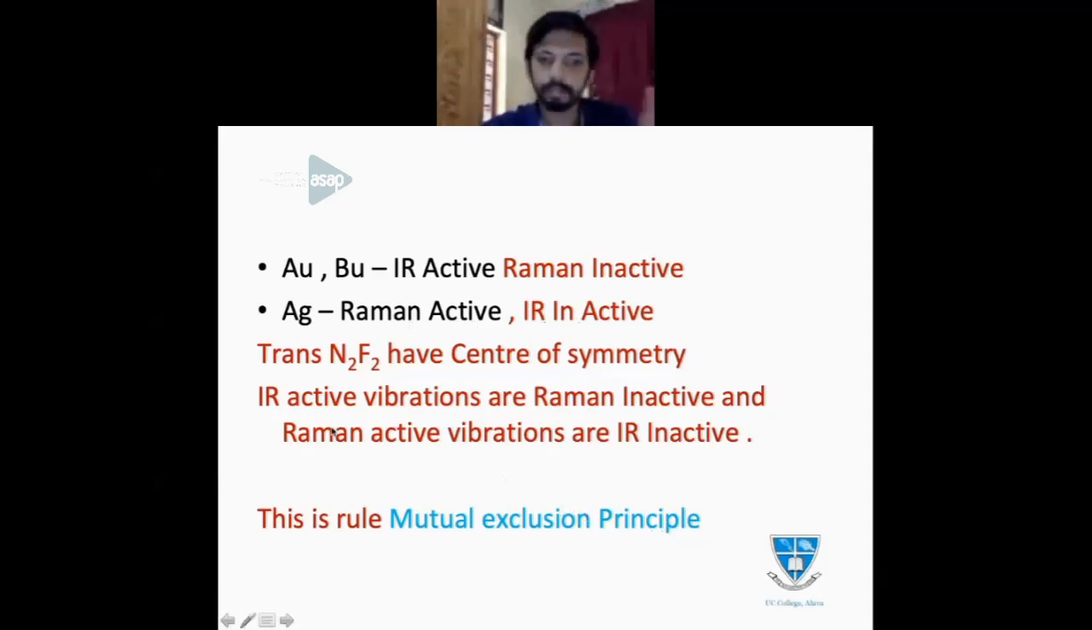We have seen that trans N2F2 has an i, which means it has a center of symmetry. So if a molecule has a center of symmetry, IR active vibrations are Raman inactive, and Raman active vibrations are IR inactive. So this is the rule of mutual exclusion principle. We have to specify whether the molecule has a center of symmetry.